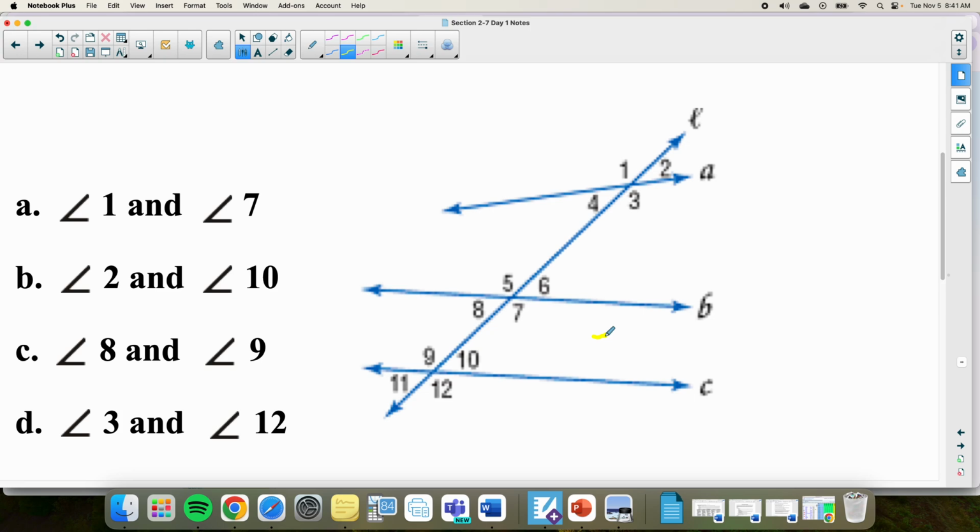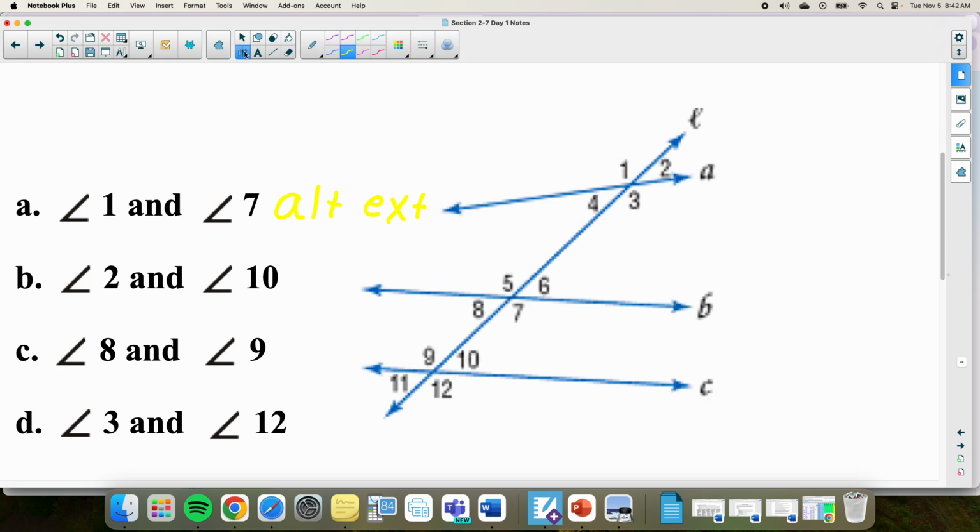Okay, so the first one they're giving us is 1 and 7. So we can ignore this whole bottom line. Can you guys tell by looking what kind 1 and 7 are? Alternate exterior, okay? Remember when you do this, these 2 lines do not have to be parallel. And when they're not parallel, it even makes it a little bit harder to see.